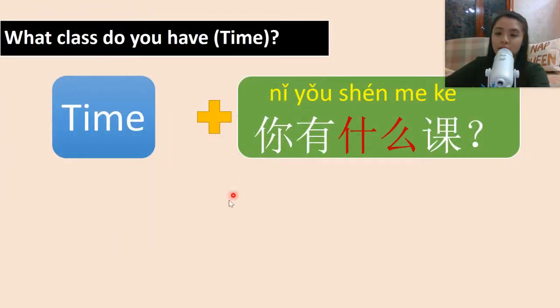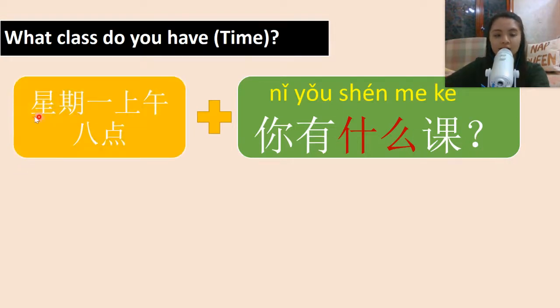Now, let's talk about asking questions. So there are 2 ways to ask a question. You can follow the structure time plus 你有什么课? 你有什么课? You have 什么 what class, okay? You can say 星期一上午8点你有什么课? Which means Monday 8 a.m. 上午你有什么课? What class do you have?